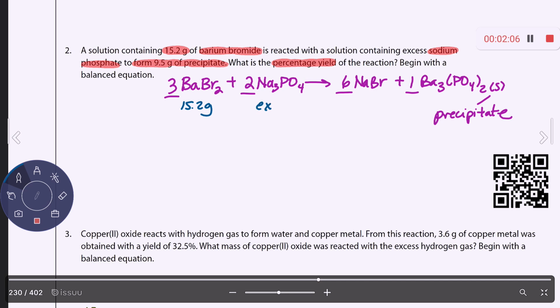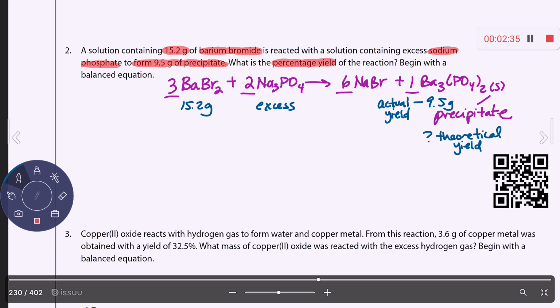So what they did was they said, you've got 15.2 grams of barium bromide. We have an excess of the sodium phosphate, which means we will not run out of it. And then we're forming 9.5 grams of barium phosphate. This number right here is the actual yield. So that means they did the experiment, they made that much.